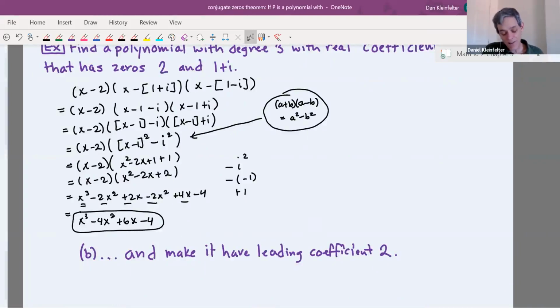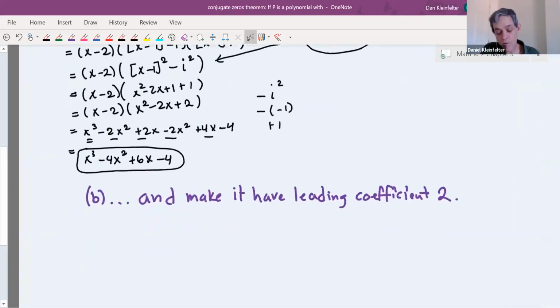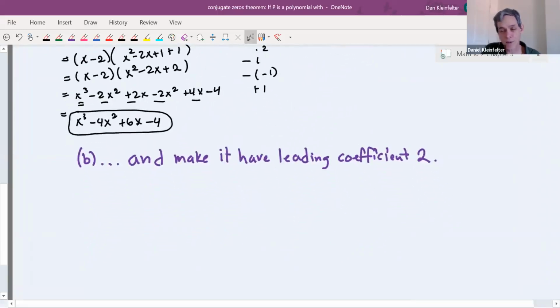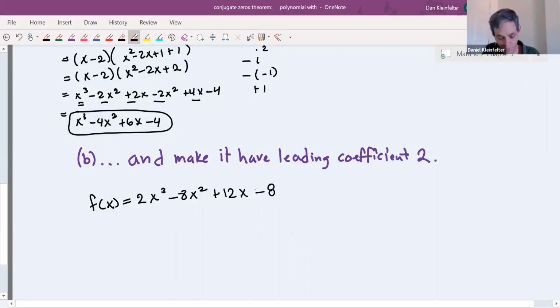All right, so finally for this, if we want to make this so that it has a leading coefficient of 2, right now the leading coefficient is a 1. I can't just change that and call it 2x cubed, right? Because that's going to change what the zeros are. However, we can multiply the whole polynomial by 2. And then that will serve to just stretch the graph vertically, but it won't change what any of its zeros are. So we'll call it f of x equals 2x cubed minus 8x squared plus 12x minus 8.